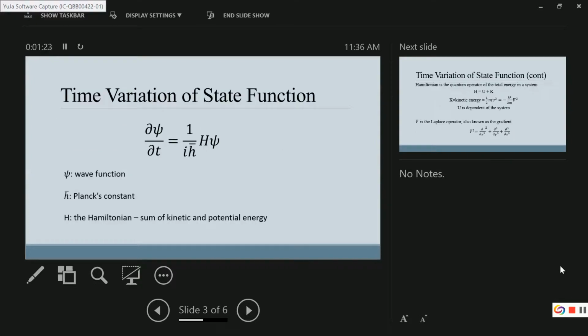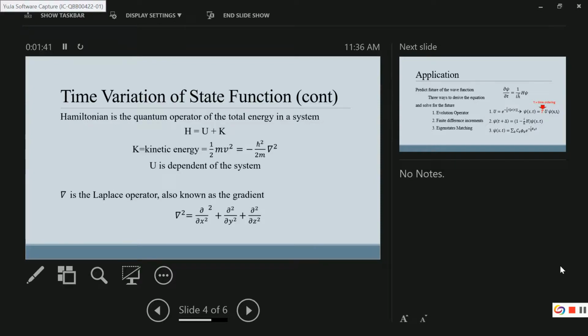The time variation of the state function, which we've seen before, is our Schrodinger equation, where we have the derivative of psi with respect to time equal to our imaginary number over Planck's constant, h bar, times the Hamiltonian and psi. The Hamiltonian is the sum of our kinetic and potential energy, which means this varies for every single system. Although kinetic energy is a standard equation that is set for all systems, the potential energy depends on our system, as that equation varies.